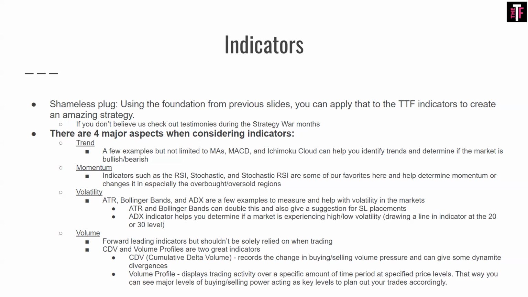As far as CDV, cumulative delta volume, very hard to say really fast, it records the change in buying and selling volume pressure and can give some dynamic divergences. I do agree with that. It tells you if the markets are having more buying power or more selling power. This is way more prevalent to use in things like futures, indices, and stocks. It's less prevalent to use in the Forex market because Forex sees around $6 trillion daily flow in and out, and the majority of that money comes from central banks. So central banks kind of control the volume.